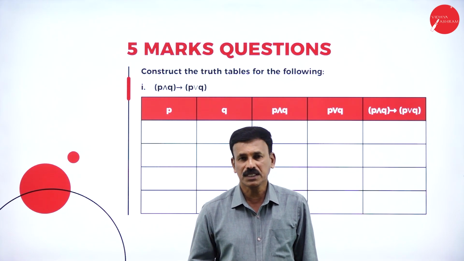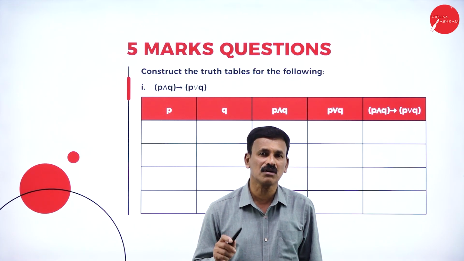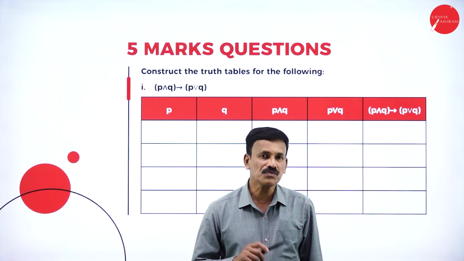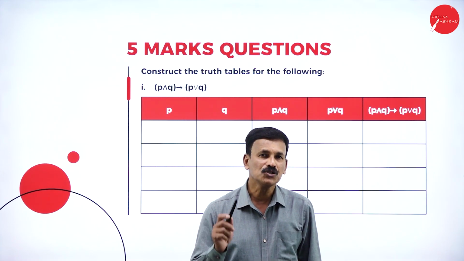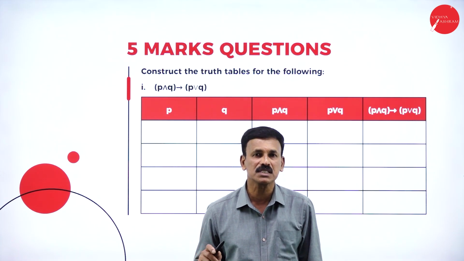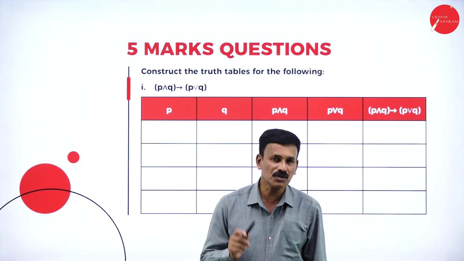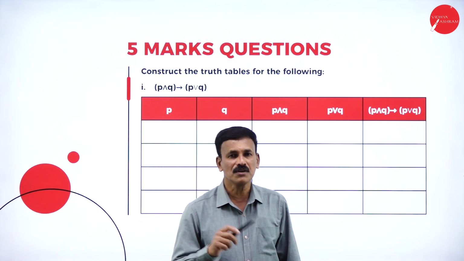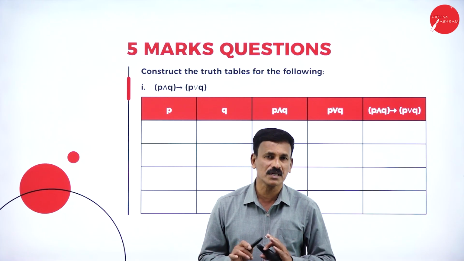Then conditional. In case of conditional, true and false is false. In all other cases, it is true. True and true is true, true and false is false, false and true is also true, false and false is also true. Whereas in case of biconditional, true and true is true, false and false is also true, true and false is false, false and true is also false. In case of negation, negation of true is false, and negation of false is true. So these are the basic things you might have studied.